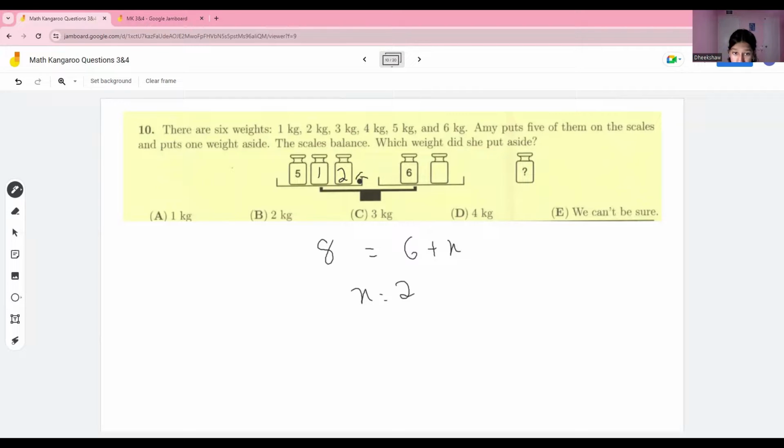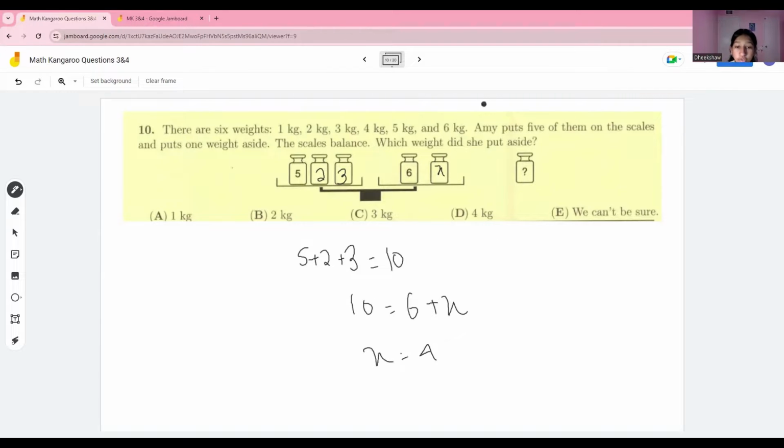However, we already used the 2 kg weight, so this cannot be a scenario. Likewise, you should try all of the possible combinations. Next, let's try 2 and 3. So 5 plus 2 plus 3 is 10, and 10 is equal to 6 plus x. 6 plus x is equal to 4. So it is possible to plug 4 into here.